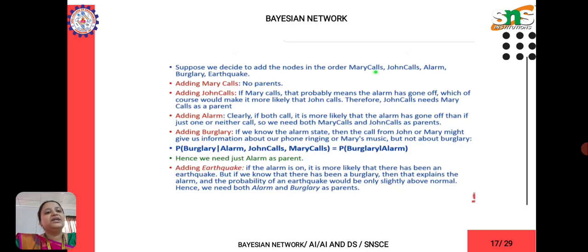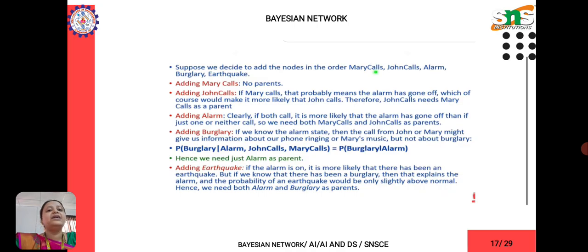Suppose we decide to add the nodes in the order Mary calls, John calls, alarm, burglary and earthquake. Adding Mary calls, we don't need any parents. Adding John calls: if Mary calls, it means the alarm has probably gone off, which of course would make it more likely that John calls. Therefore, John calls needs Mary calls as a parent. Adding alarm: clearly, if both call, it is more likely that the alarm has gone off than if just one or neither calls, so we need both John calls and Mary calls as parents.